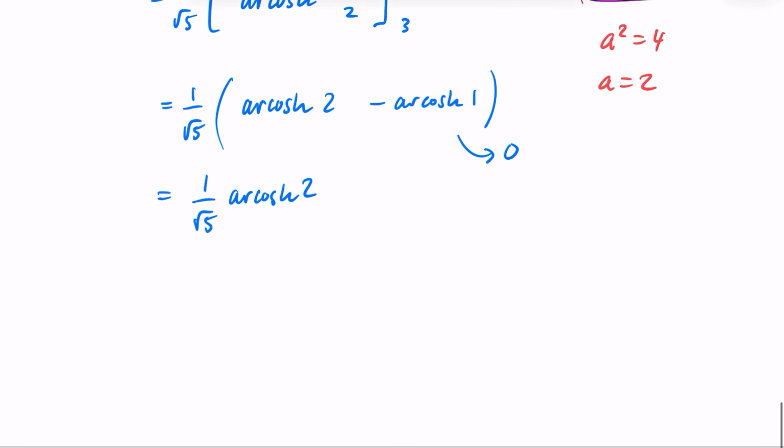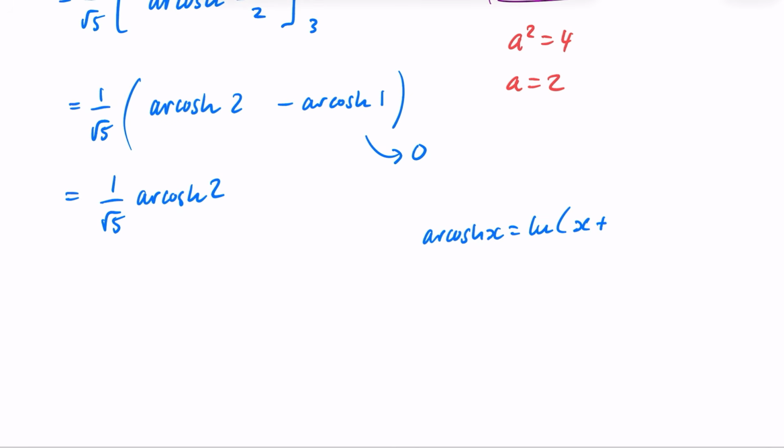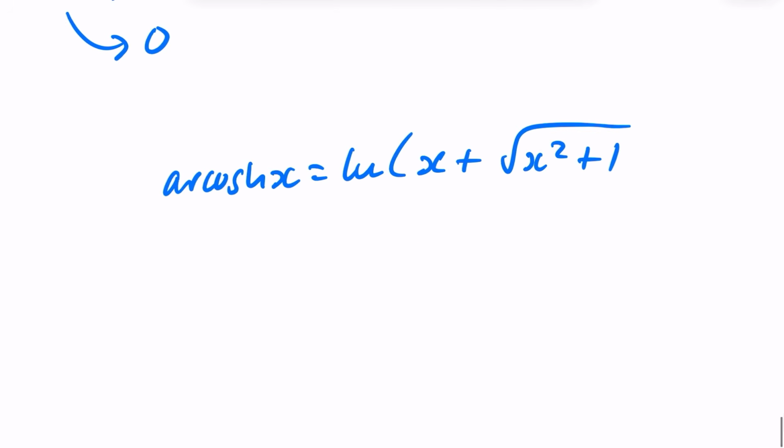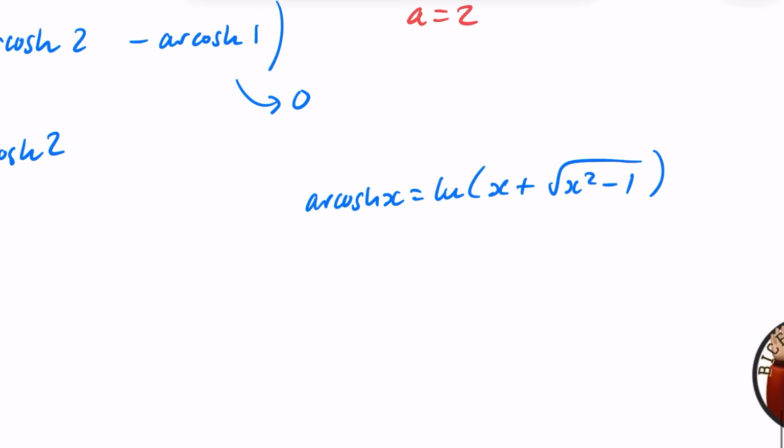Now, I think the formula for this, that arcosh x is the ln of x plus the square root of x squared plus 1. Is that right, or is it x squared minus 1? I am going to just double check that. I'm pretty sure that it's x squared minus 1. Let me think to myself. Yeah, it's x squared minus 1. Should have had the formula booklet with me.